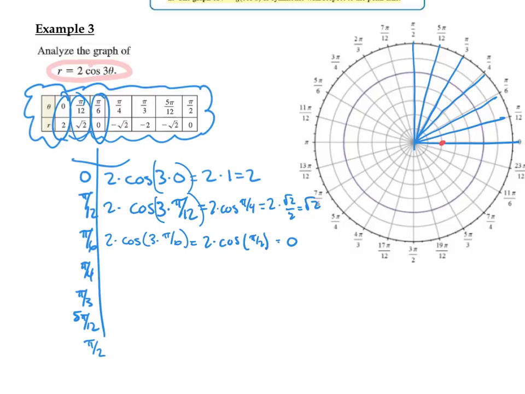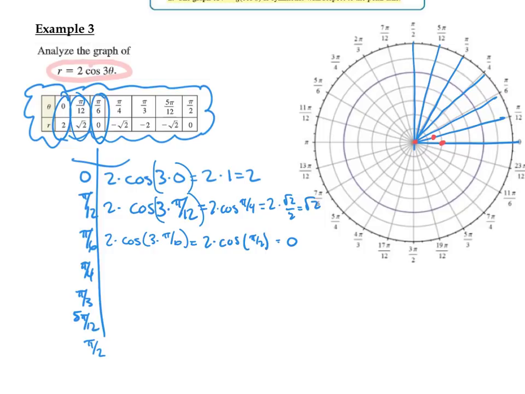Then I know that root 2 goes with pi over 12. And root 2 is 1.414. So I'll go 1 point, a little less than halfway there. And then pi over 6 is 0.